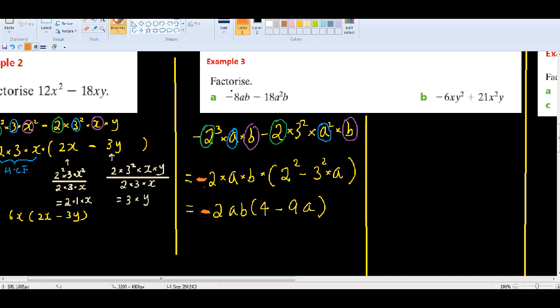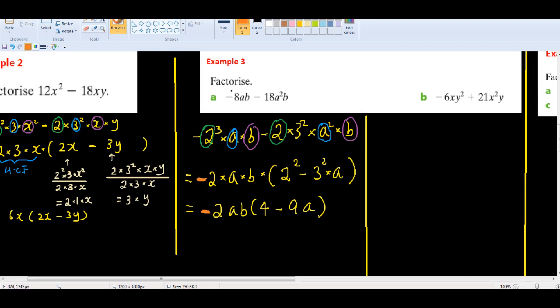So if I'm taking out minus 2ab, why did I take out minus 2ab rather than 2ab? If you take out 2ab, that's okay. It's not wrong, but it's just a conventional practice. Normally if the leading term, I mean the first term, is negative, we take out a negative number. When you take out a negative number, the first term becomes positive. How about the second term? That's the mistake I made.